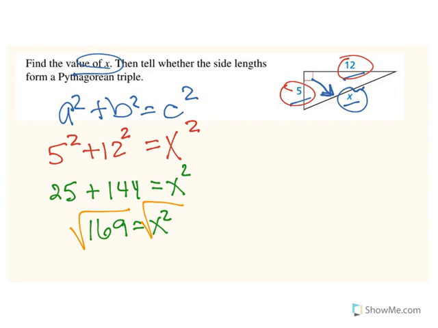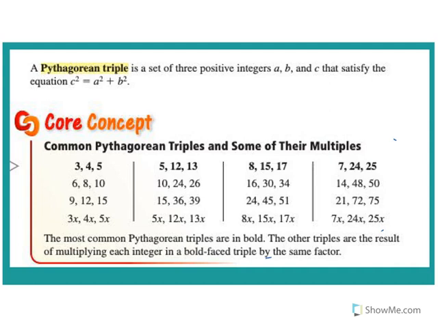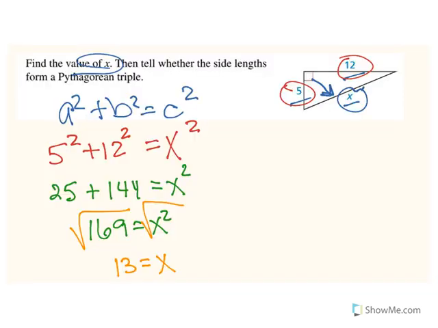Always check, if you don't know, to see if the square root of whatever your radicand is a whole number or not. In this case it is, so we are done. X equals 13. You might notice 5, 12, 13 is one of our triples. The instructions on the notes will all say, tell whether the side lengths form a Pythagorean triple. You don't have to tell me that. So we're done because that's all we wanted was x.